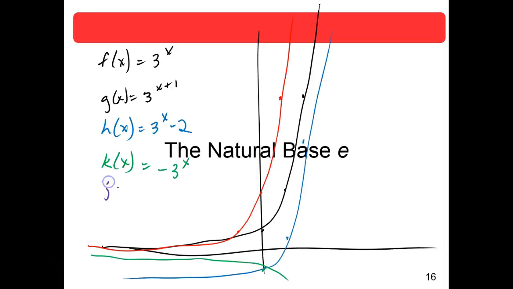Okay. j of x is equal to 3 to the negative x across the y-axis. So it's going to go through there, and then it'll go through here, then it'll go down here. So here's how that looks. Just exactly a mirror image across the y-axis of your black function. See it?